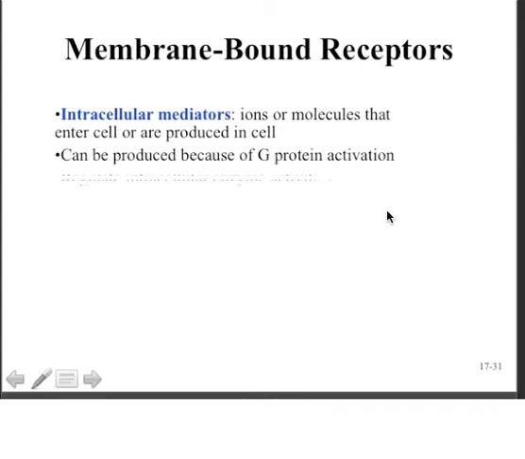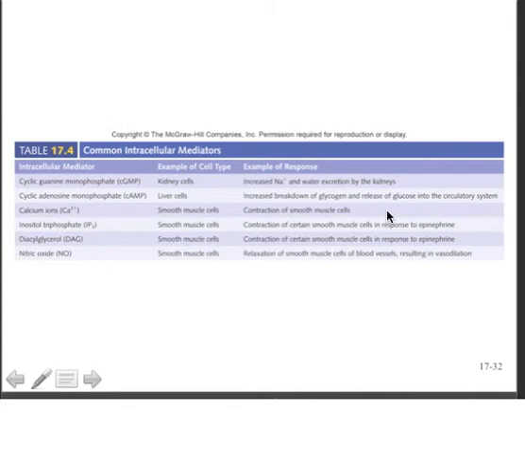This can be produced because of activation of a G protein. We can also regulate intracellular enzyme activity through something such as a kinase cascade, where a series of phosphorylations triggers the transformation of a cytoplasmic protein from an inactive to an active form.